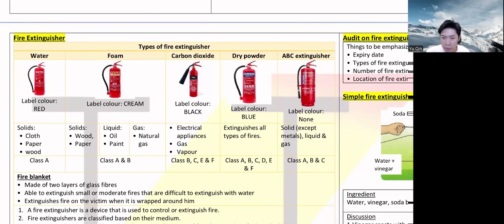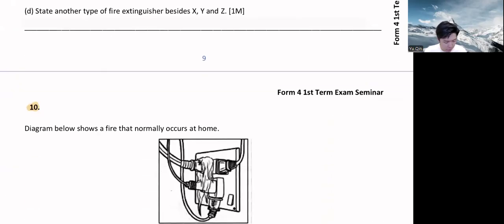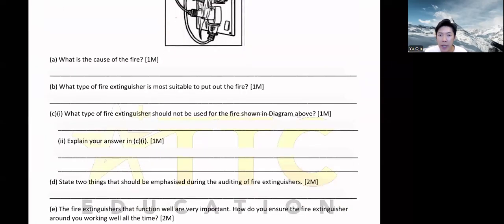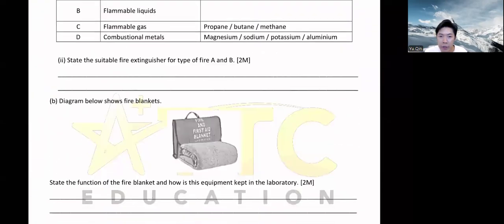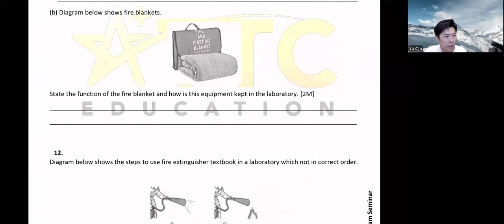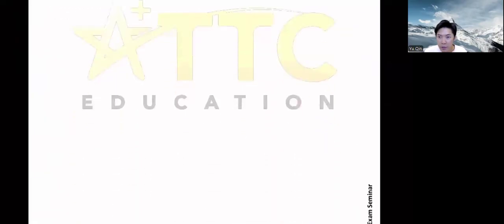Okay, good. Okay, so I'm gonna leave number 10 for you. That's about chapter 1. Chapter 1, there's a few important subtopics.